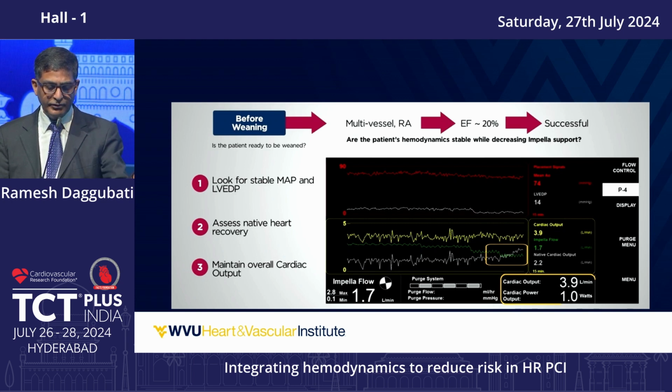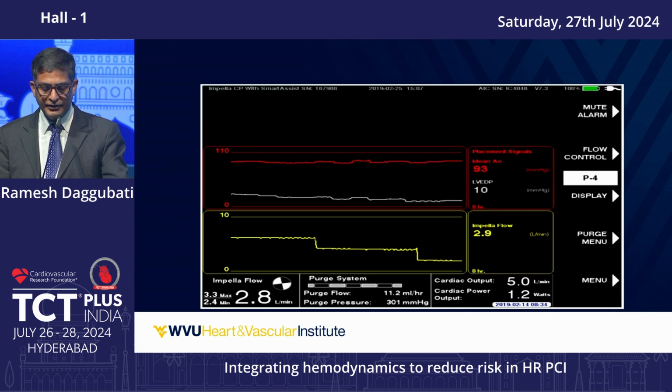But the other one is just looking at before weaning and after multivessel rotational atherectomy, if the EF is around 20% and you did a successful PCI, look for stable mean arterial pressures and end diastolic pressures. These are all very clearly given here, and end diastolic pressure can be given on the Impella device itself, and assess the native heart recovery by an echocardiogram, looking at the cardiac output as well. As you reduce the Impella flows, your native cardiac output should be maintained or at least slightly going up, maintaining the overall cardiac output. That's the most important one to wean the device.